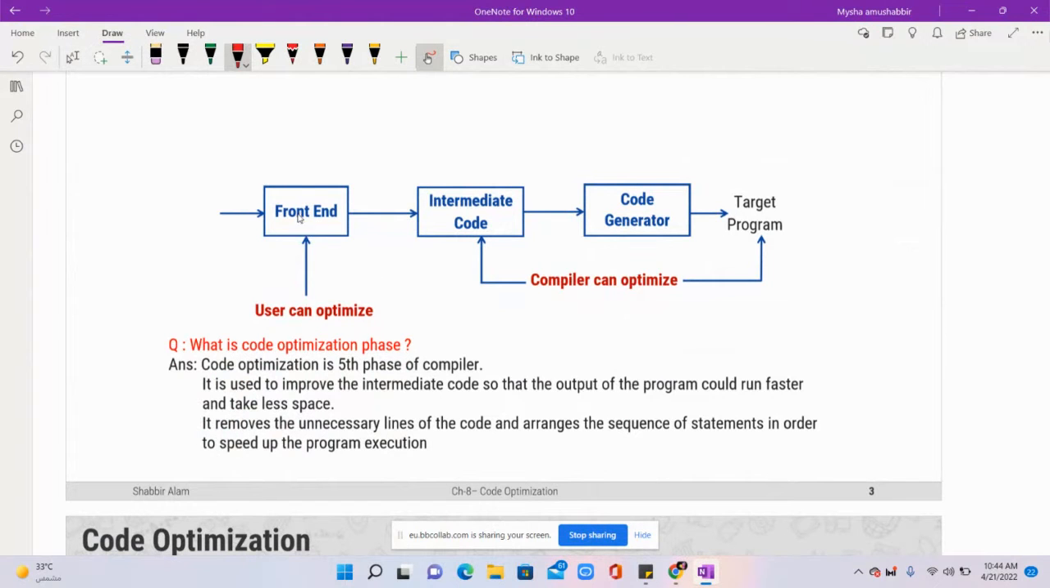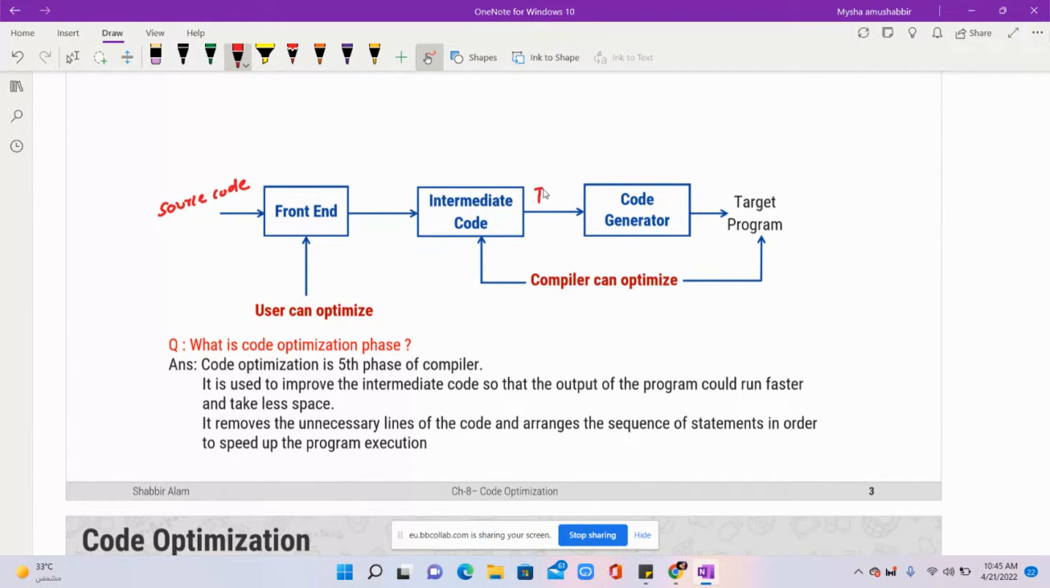So when you see, the compiler is divided into two parts, front end and back end. In the front end, the input is what? Source code, and the parts of the front end are lexical, syntax, and semantic. After that, intermediate code generation, and then code generation. So in between intermediate code and code generation, there is what? Code optimization phase. Okay, so the compiler can optimize what? Intermediate code.